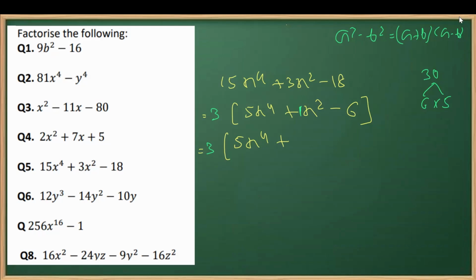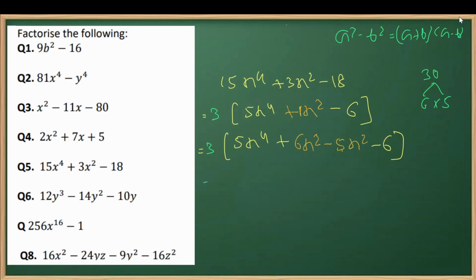As I said, we can split this x square, that is, we can write this positive x square as what? I am going to split this as a factor of 6 and 5. So I can write this as 6x square minus 5x square, right? Minus 6.